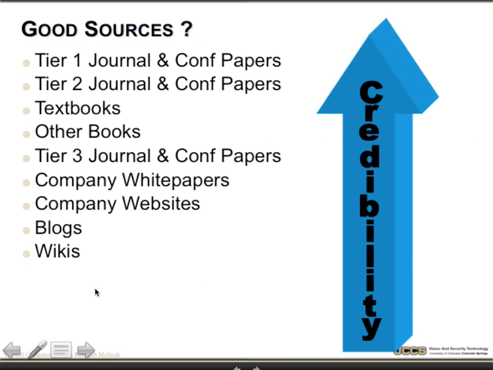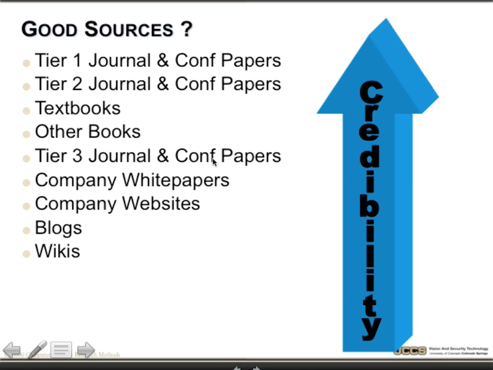Okay. We talked last week a little bit about some good sources. One of your goals last week was, based on your searches, to figure out what was a good source. In terms of reliability or credibility, Tier 1 journals and conference papers are at the top. Tier 2 journals, where by Tier 1 and Tier 2 we're really looking at their selectivity, their citation ranks, those kinds of things, are the best journals. In the middle, I would actually put textbooks and some other books. And then Tier 3 conferences and journals down here.